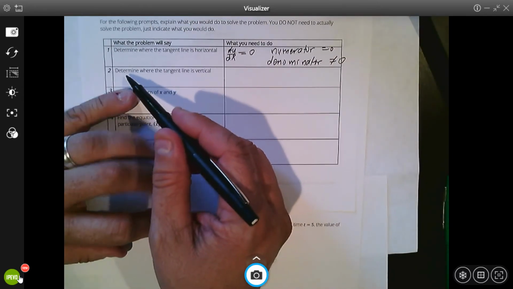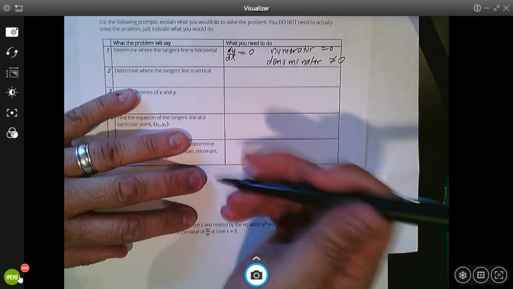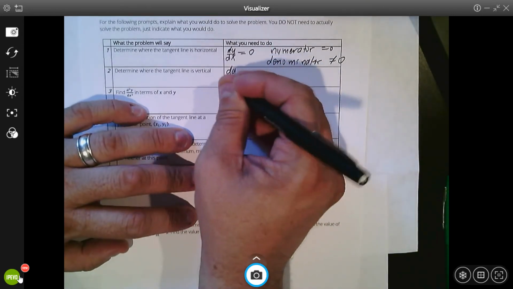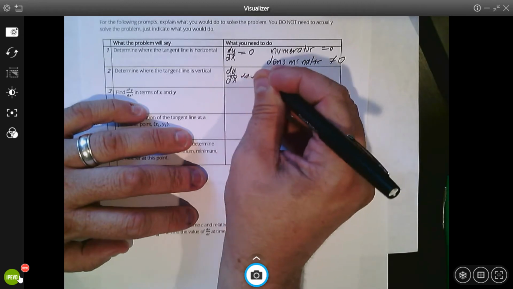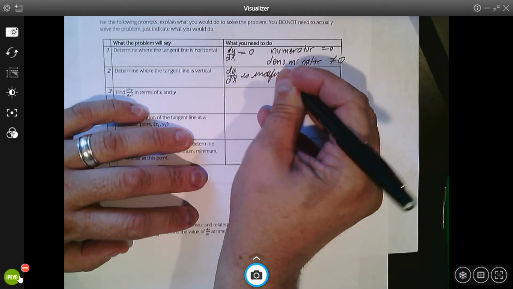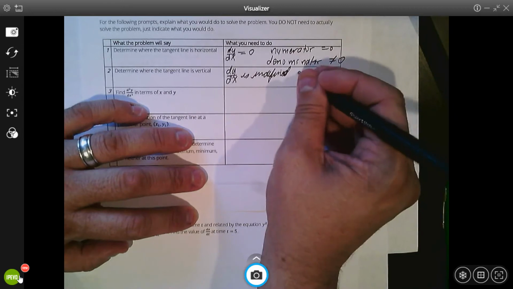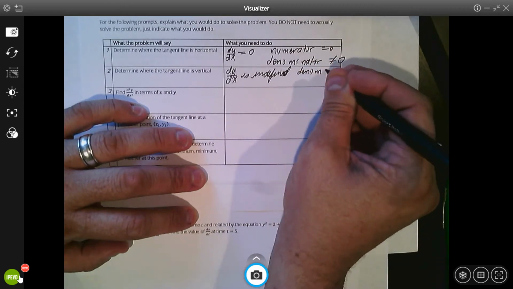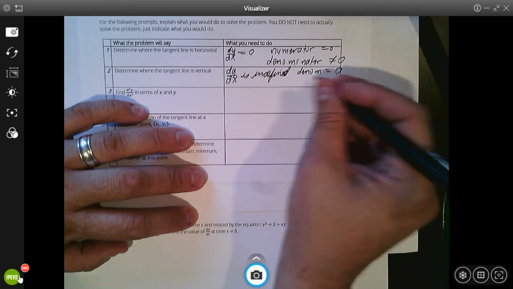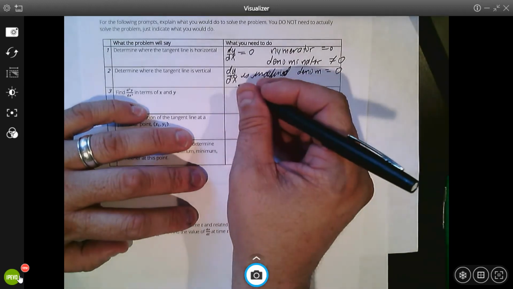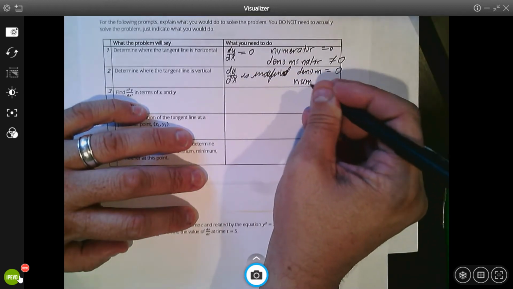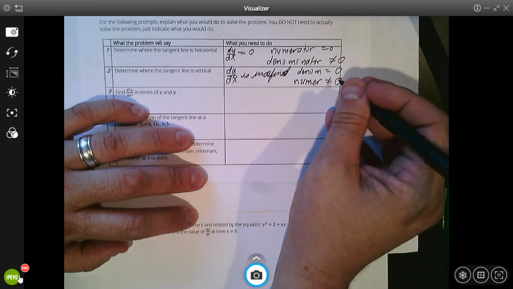If I ask the question about a place where the tangent line is vertical, well, now that means that dy dx is undefined. And if your derivative is undefined, now it's a switch. The denominator is equal to 0. I'm trying to divide by 0. That's why my derivative is undefined. But the numerator is not equal to 0.